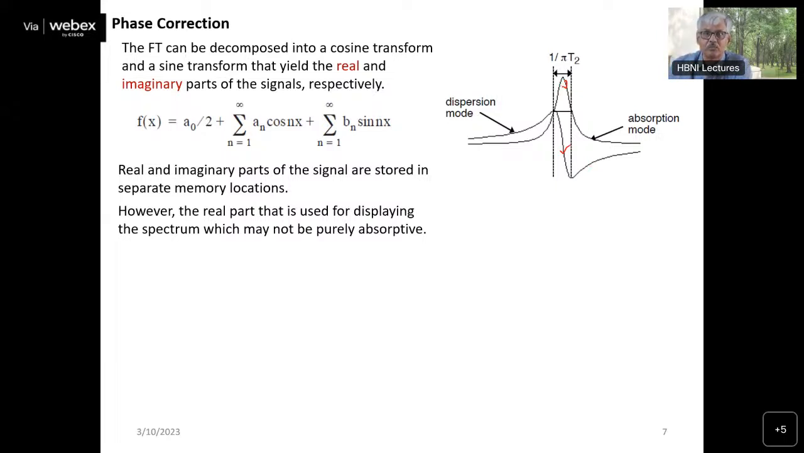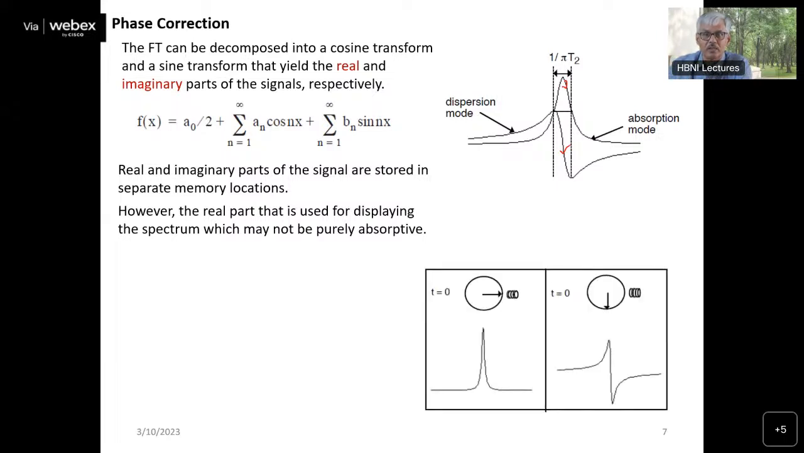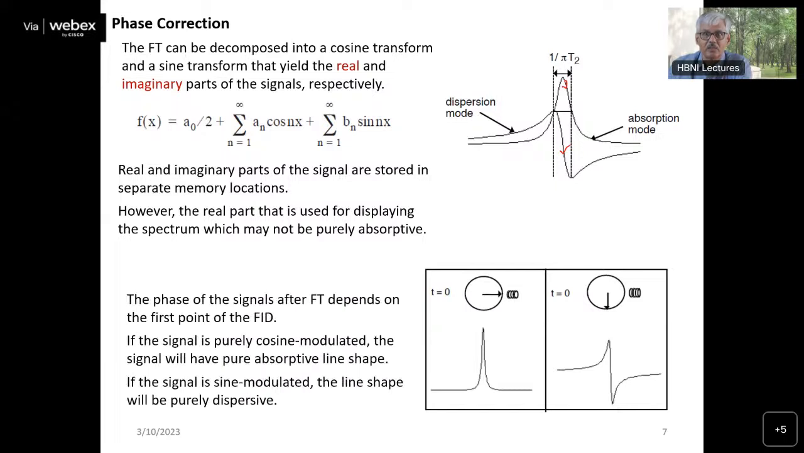Now let us see why you get an absorption peak and when you get a dispersion peak. The phase of the signals after Fourier transform depends on the first point of the FID, from where it started. Let us say your signal is at time t equal to 0. Time 0 and the time of recording are not the same. When your recording time t is equal to 0, if your signal lies along the y-axis where the detector is, you get a purely absorption signal, because it is a cosine-modulated signal.